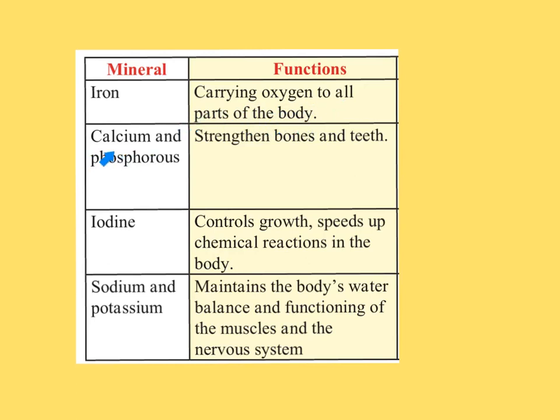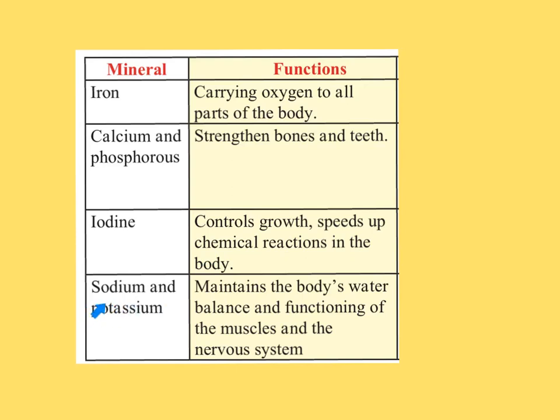Now the minerals calcium and phosphorus, what work do they have in our body? They help to strengthen our bones and teeth. Now let us see what is the work of iodine in our body. Iodine helps to control the growth of the body and it speeds up the chemical reactions in the body. For example, I had explained it to you all in the last class.